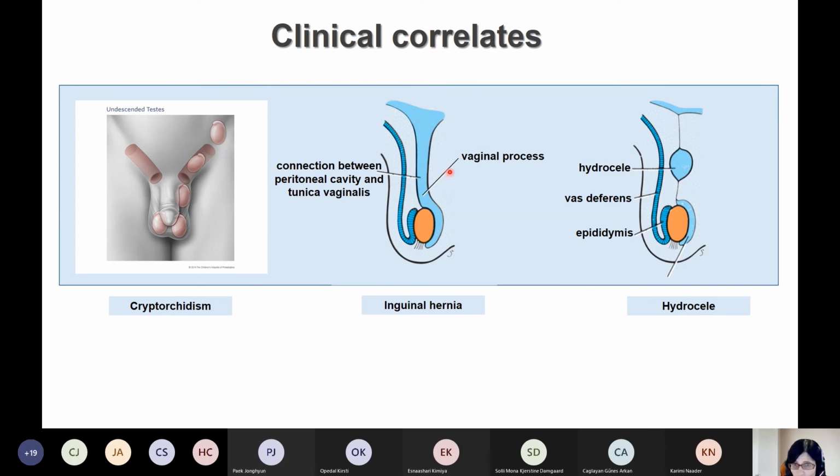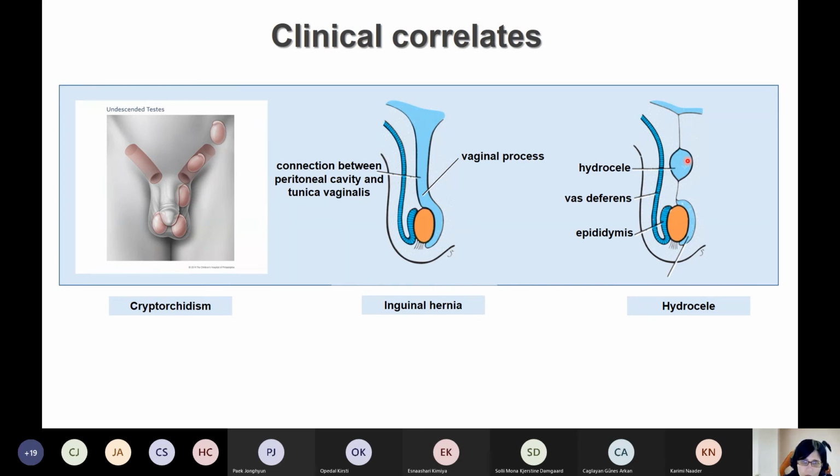We have another possible version where this connection only partially remains, which means that we will have an irregular connection between the tunica vaginalis and the peritoneal cavity, and in this case cysts can be on the way between the peritoneal cavity and the tunica vaginalis, and these cysts could secrete fluid, and hydrocele could be visible in this case. Of course, it could be even larger.